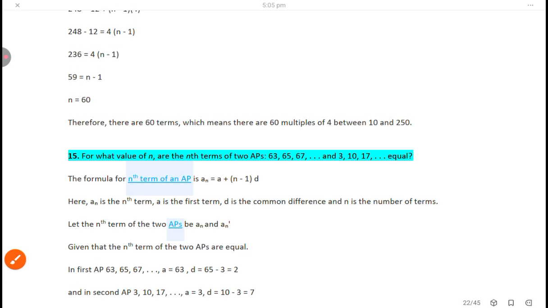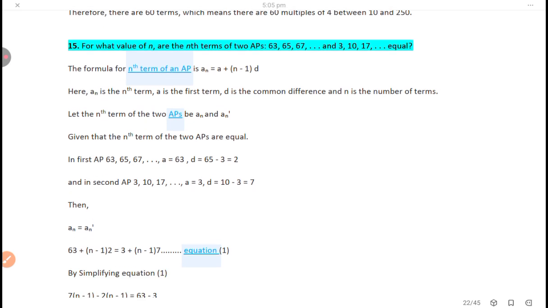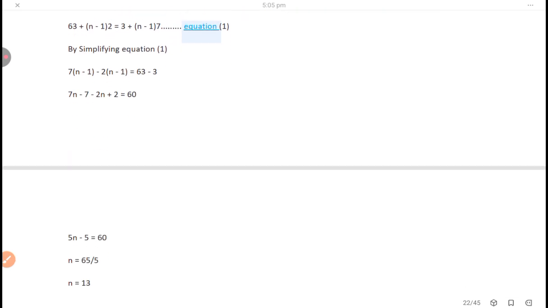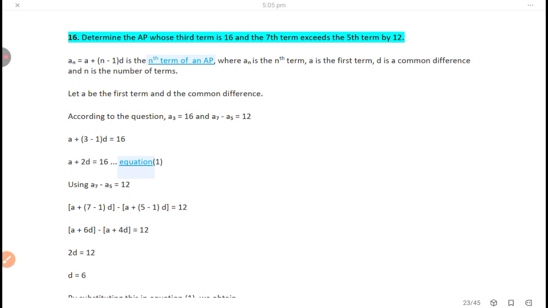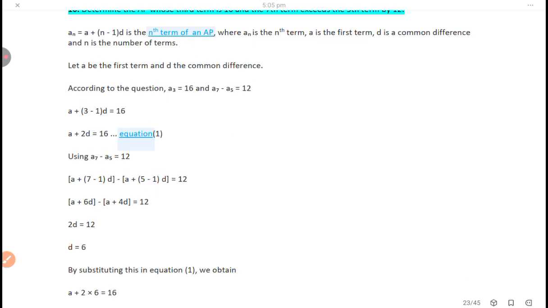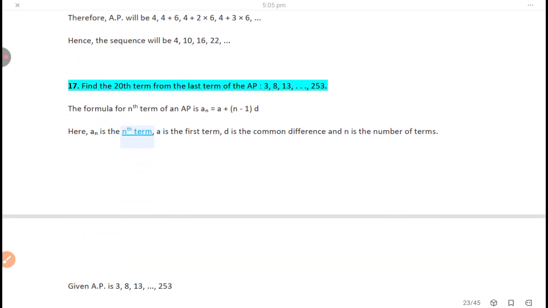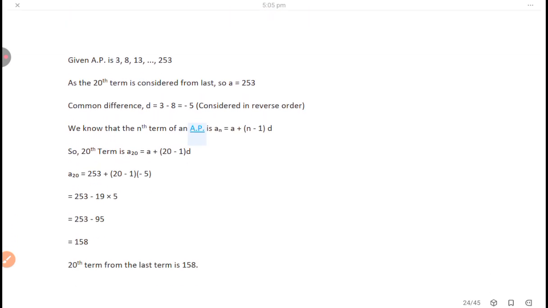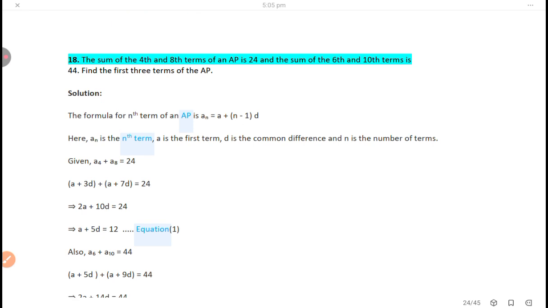Multiples of 4 in the 15th question, you can check here, you can find out the nth term and the value of the nth term. The 16th also, you can do it yourself. The 17th also you can do. The 18th also.